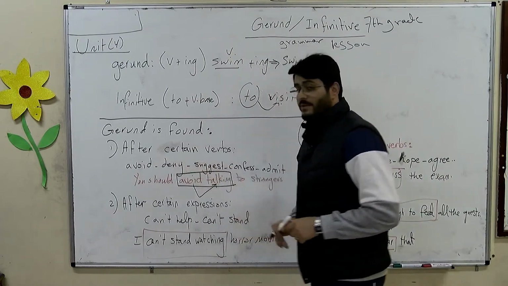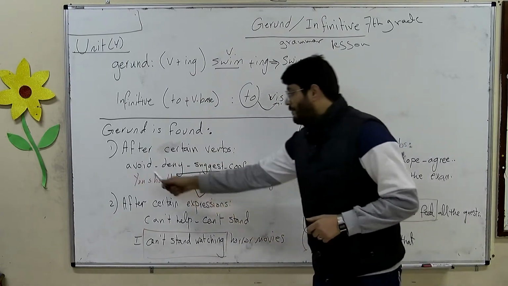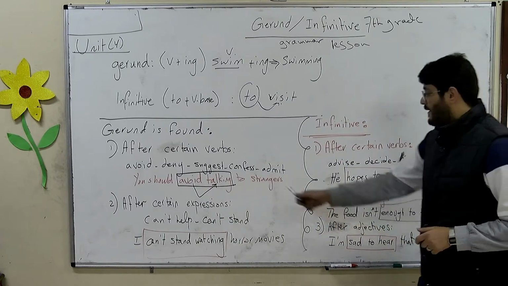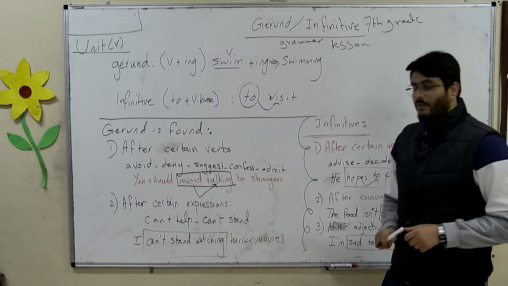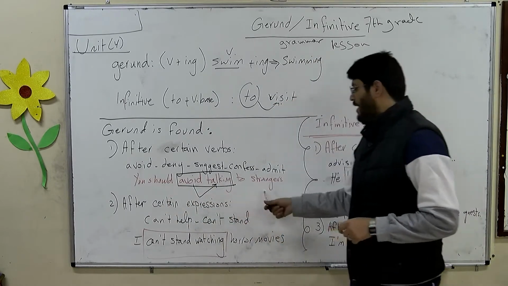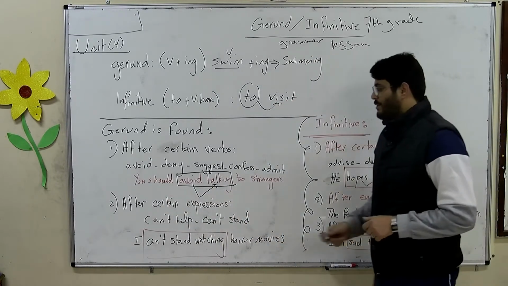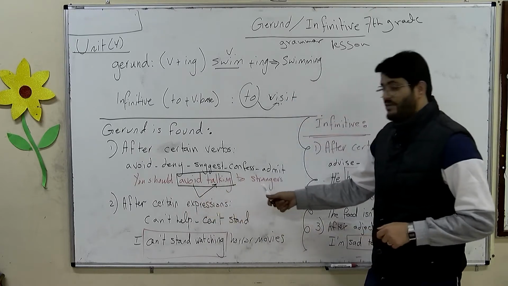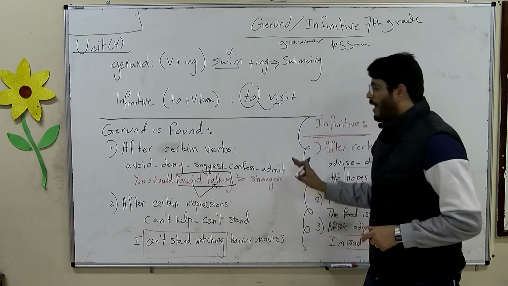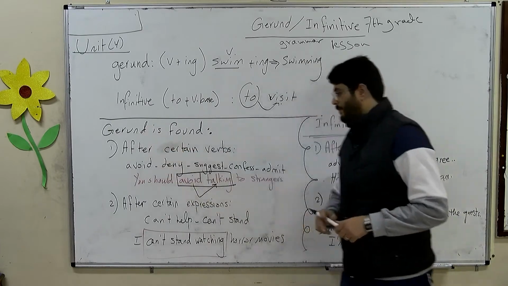Now, my students, gerund is found, 1, after certain verbs, which are avoid, deny, suggest, confess, and admit. For example, you should avoid talking to strangers. So, my students, after these verbs, we are going to use the gerund form.